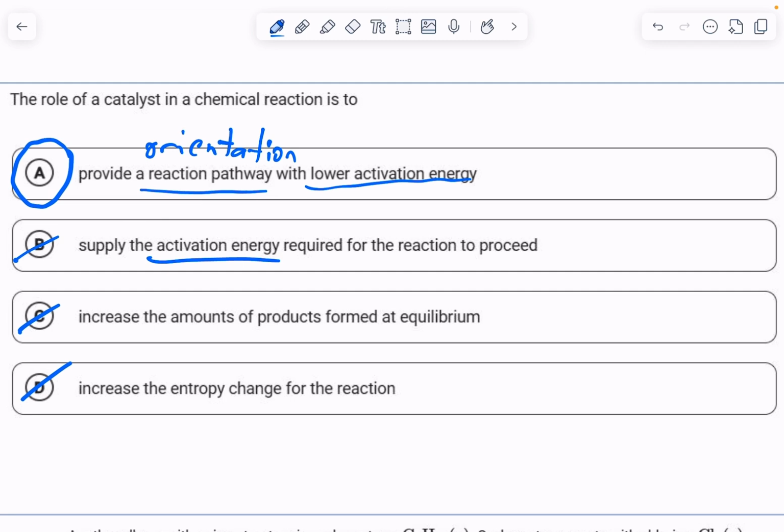So ultimately, there's three main things to a catalyst. It helps the orientation by lowering activation energy, and therefore it'll speed up a reaction. Those are the main things you kind of need to know about what a catalyst does.